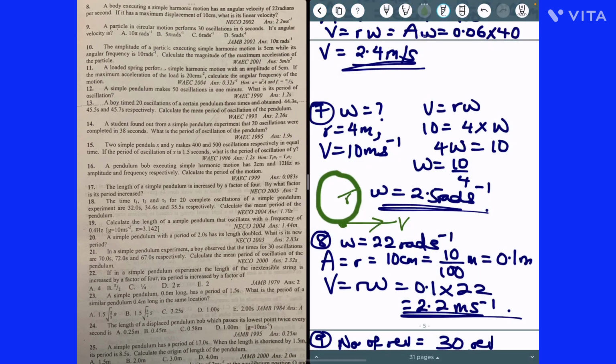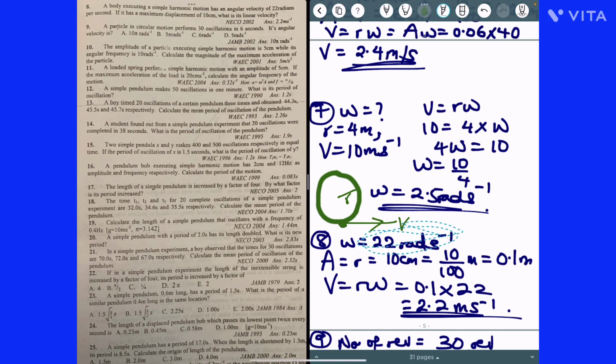Okay, angular velocity is 22 radians per second. That's W here. Then please leave space between your solutions. It's very important. This was a note I wrote. Maybe in a quick fashion, I didn't notice the space wasn't enough. So angular speed is 22 radians per second.